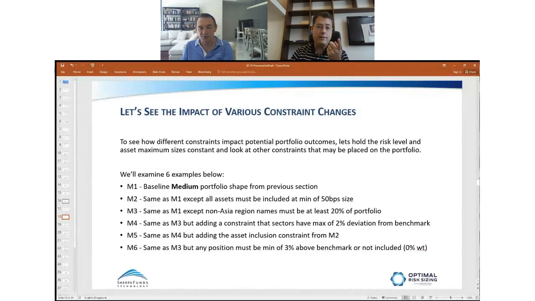So here we're going to show you 6 different sets of constraints and see how that impacts where the green lines are. And then you can very easily understand how that then impacts the lived experience of being invested in that portfolio.